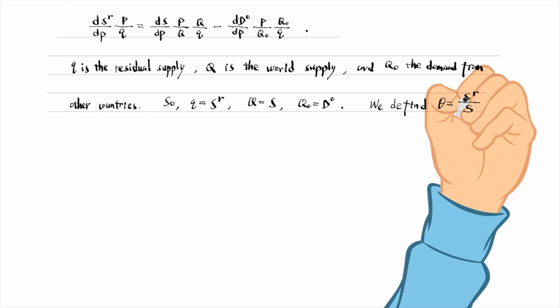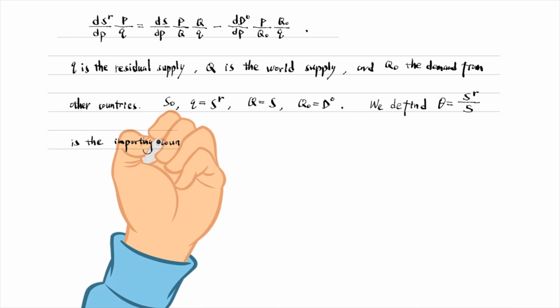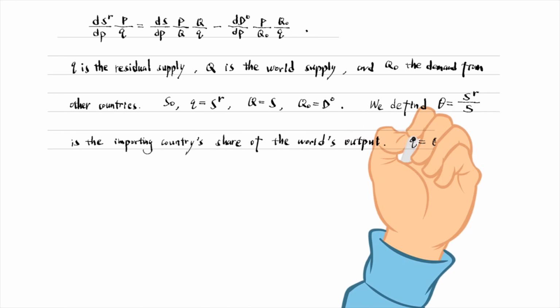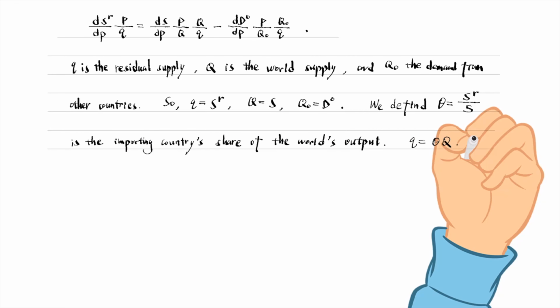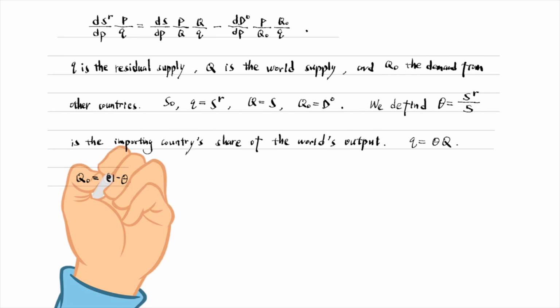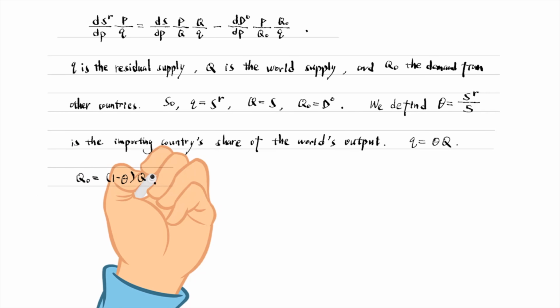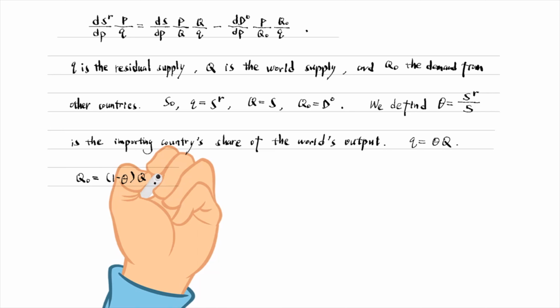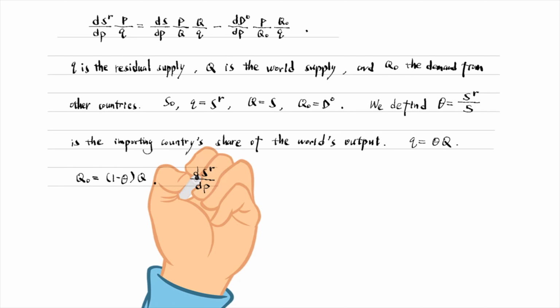We define the parameter theta as the importing country's share of the world's supply. Then, lowercase q equals theta times capital Q, and the demand from other countries equals 1 minus theta times the world's total supply. We do this because we want to form the elasticity terms.